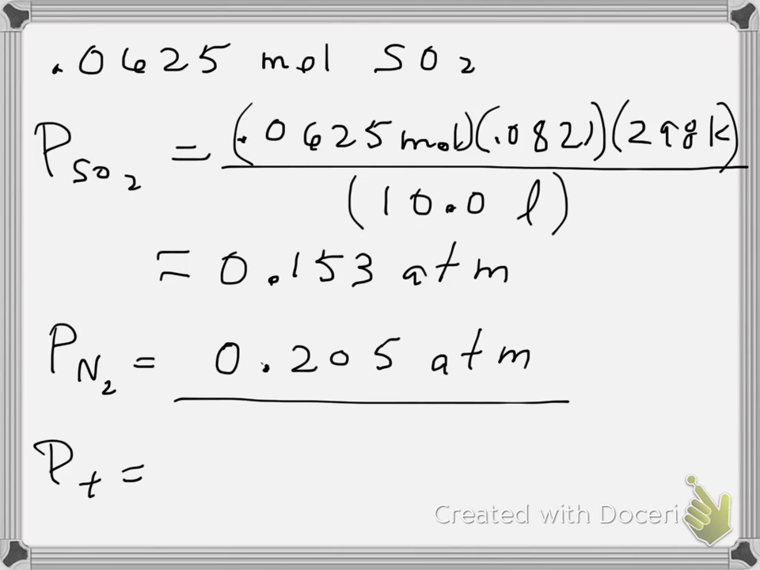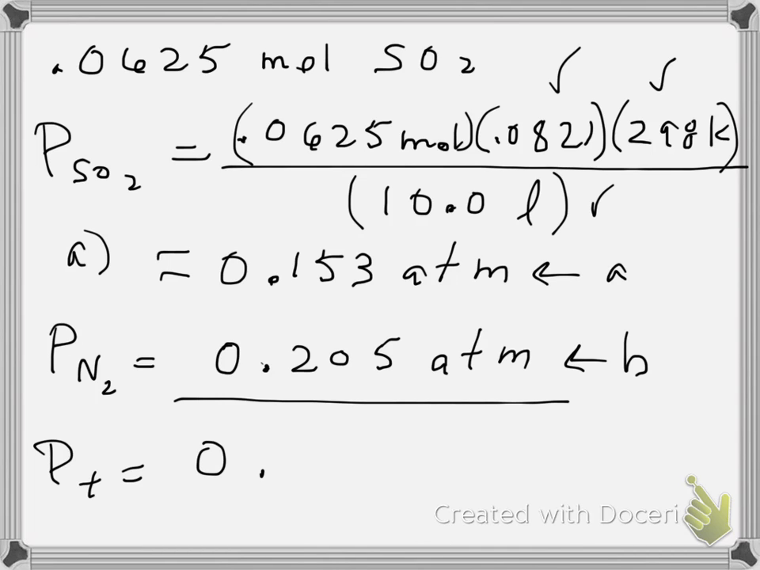Okay, so if I multiply the moles of sulfur dioxide times the gas constant, 0.0821, times 298 K, divided by 10 liters, that's going to give me 0.153 atmospheres. And if I do the same thing for nitrogen gas, get the moles multiplied by 0.0821 times temperature divided by 10, that's going to give me 0.205 atmospheres from the nitrogen. So this is the answer to A, right? This would be B, and then the total is just going to be the sum of those two pressures.